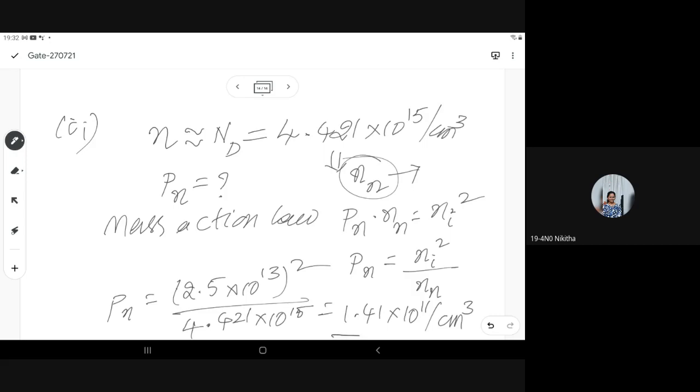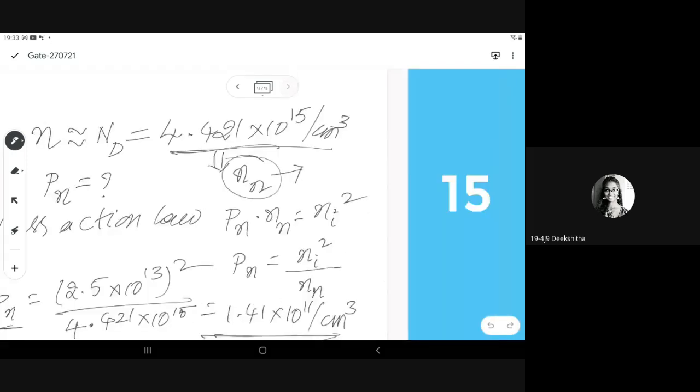Atoms per centimeter cube. This is the number of holes in the n-type semiconductor. Whereas the majority carrier concentration I am getting is 10 power 15, here it is only 10 power 11. So the second one is also completed. What is the electron concentration as well as the hole concentration in n?